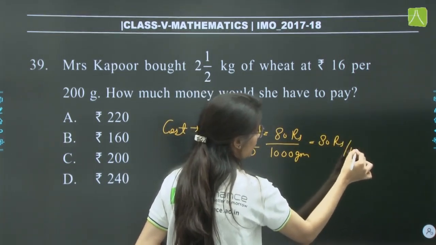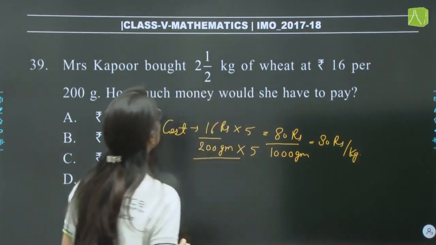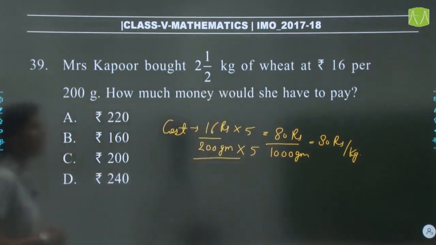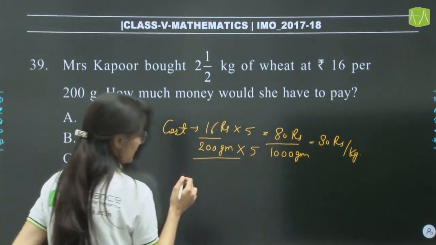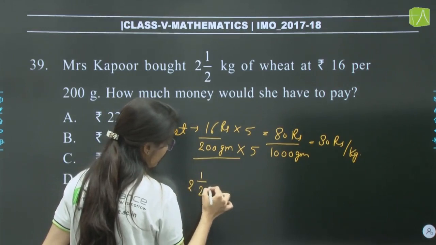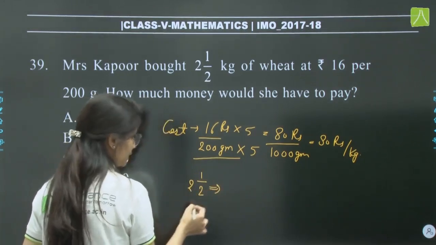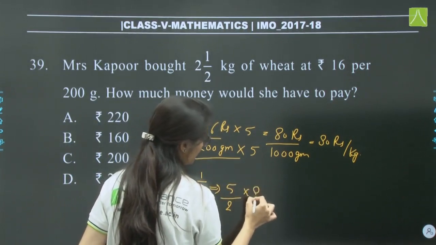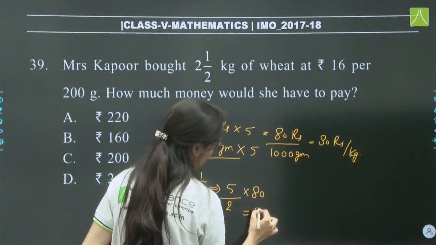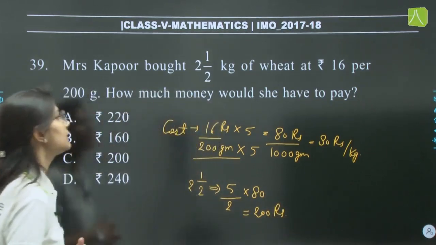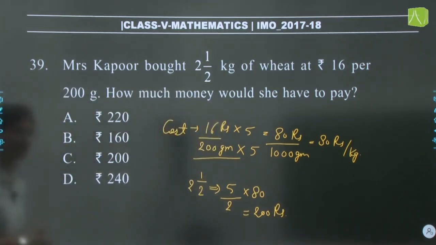And now you can find out the value, whatever the question is asking. So she bought 2.5 kg. So you have to multiply this 2.5 kg with this 80, and you get the answer. So 2.5 you can convert into an improper fraction. It will be 5 by 2. And now this 5 by 2 is going to be multiplied with this 80. So the answer will be 200 rupees. So for 2.5 kg, she has to pay 200 rupees. Option C.